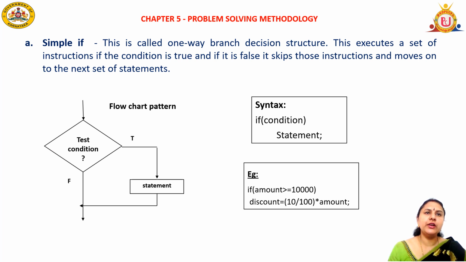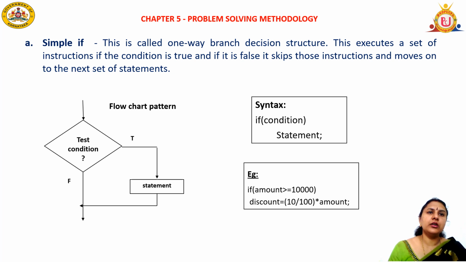Simple if is used when we have a one-way branching decision. This is also called a one-way branching decision structure. This executes a set of statements or instructions if the condition is true, and if it is false, it skips those instructions and moves on to the next set of statements. So simple if is used when the condition is true. It executes a set of instructions if the condition is true.